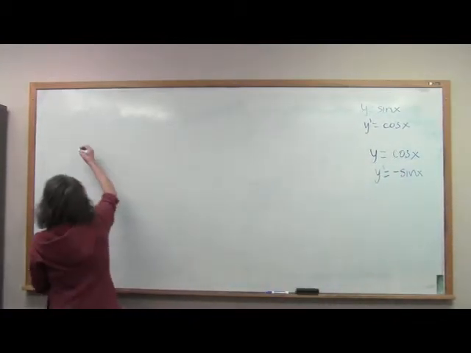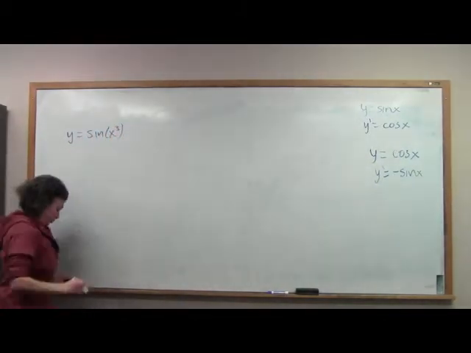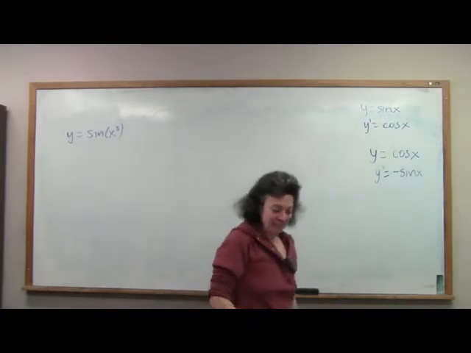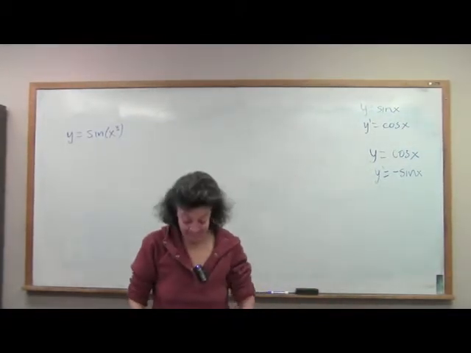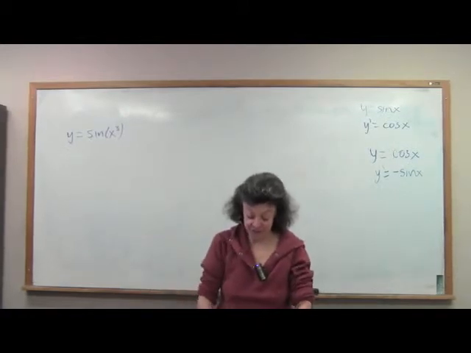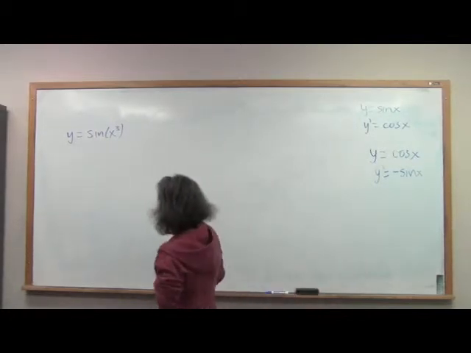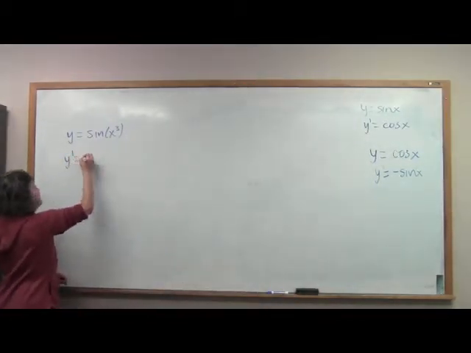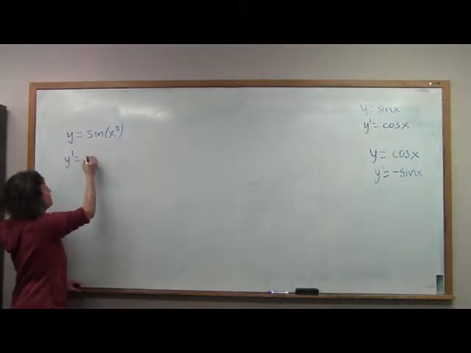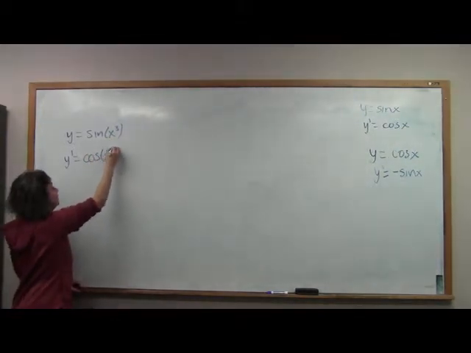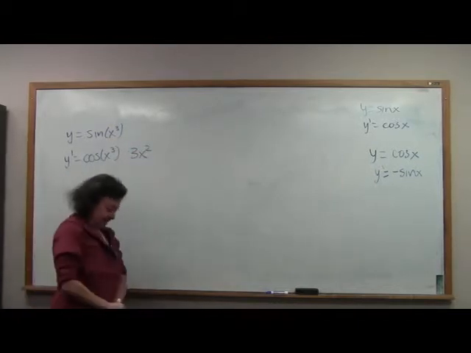Suppose I have the sine of x cubed. Here's our chain rule. Let's check it out. It's the composition of two functions here. So, using our chain rule, it says take the derivative of the outer, leaving the inner alone. The derivative of sine is cosine, times the derivative of what's inside.